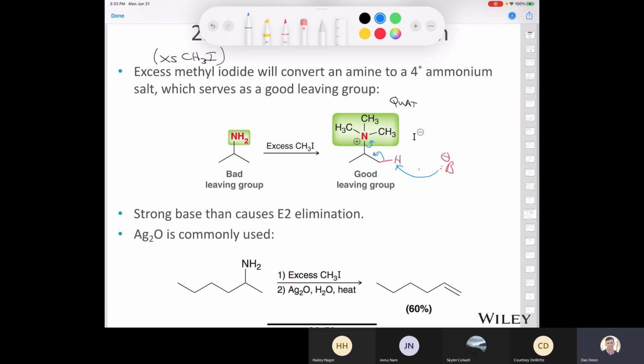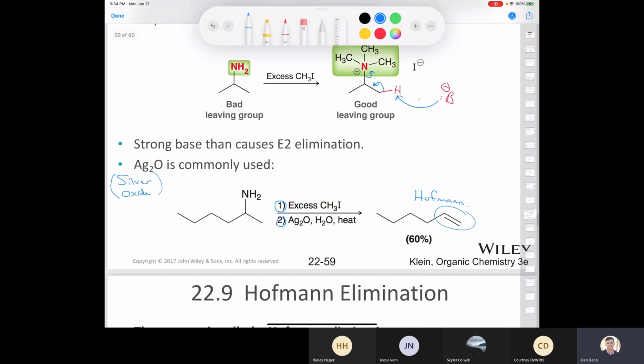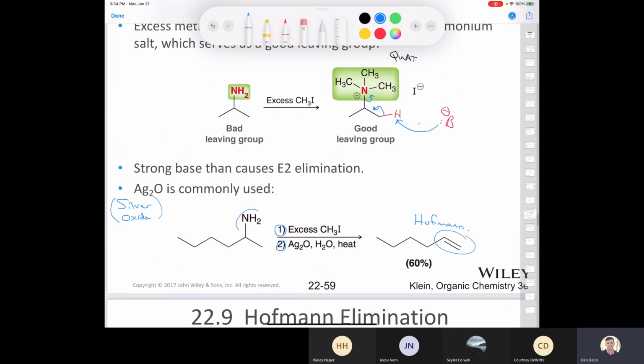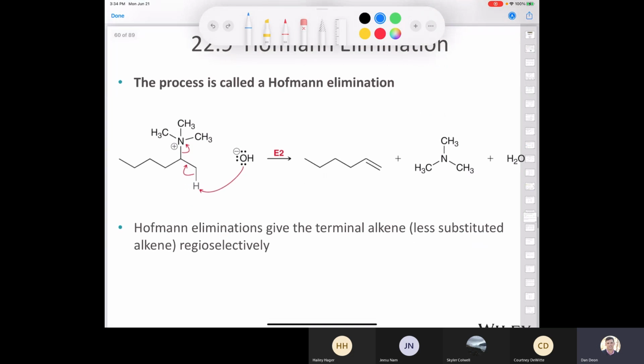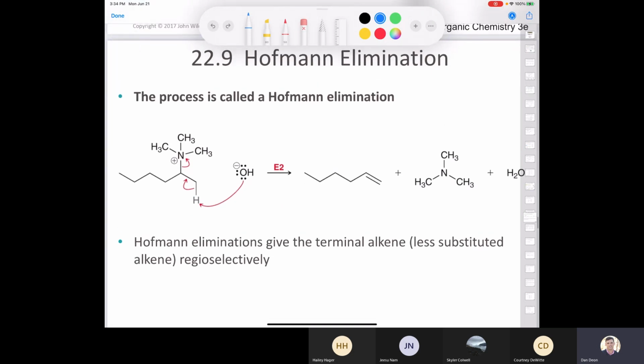What do we use for a base? Well, this is one that you probably haven't thought of, but you end up using silver oxide. So remember, it's not silver 1 oxide, it's just silver oxide. Silver only has 1 oxidation state. So we use silver oxide. So what would be the steps? First, you would treat the amine with excess methyl iodide. Then you treat it with silver oxide in water, and you heat it up a little bit. And you end up always with the Hofmann alkene, okay? The less substituted product, okay? And again, the reason why is because you convert this to a good leaving group. So we call that the Hofmann elimination.